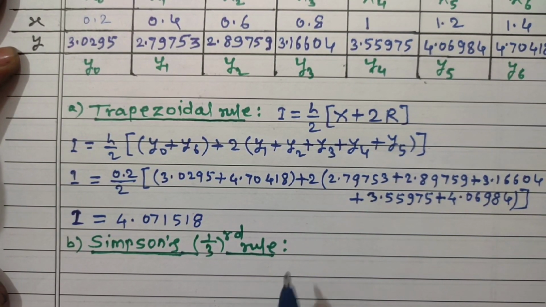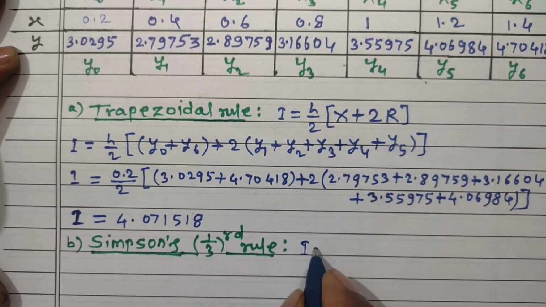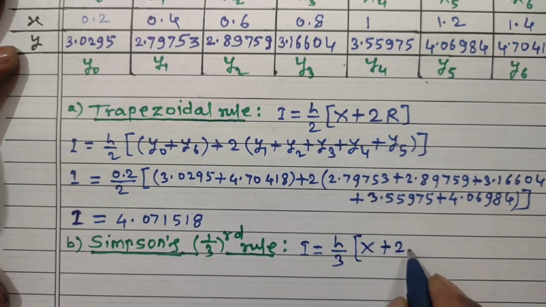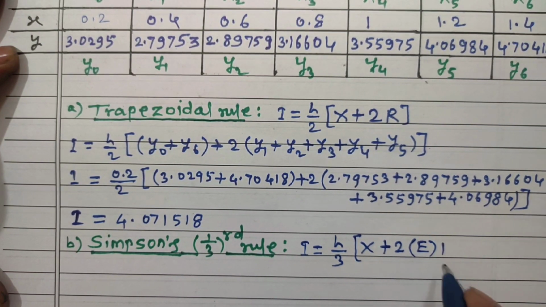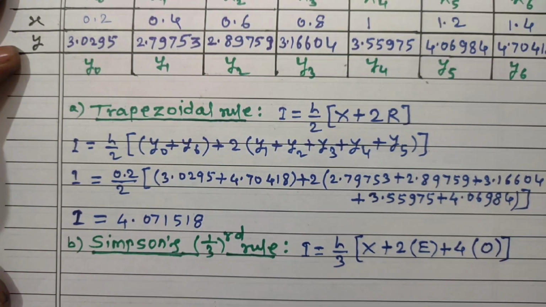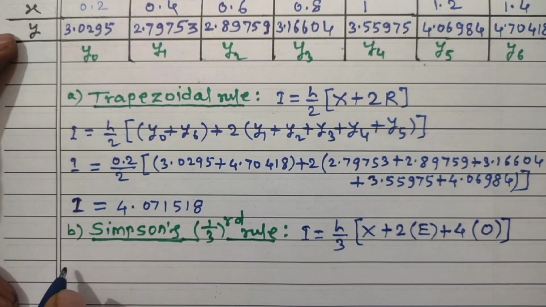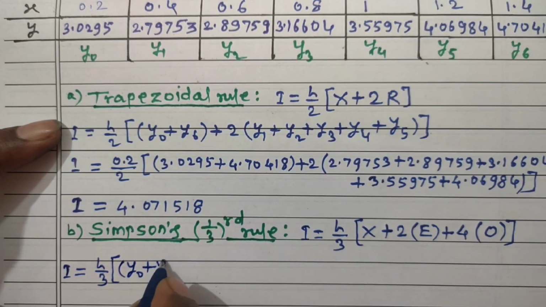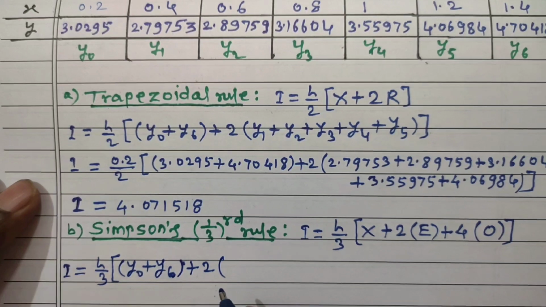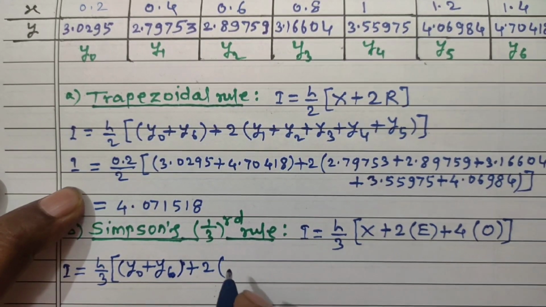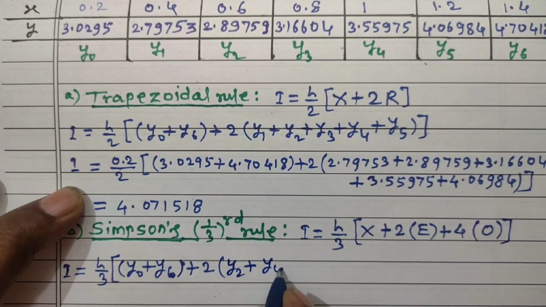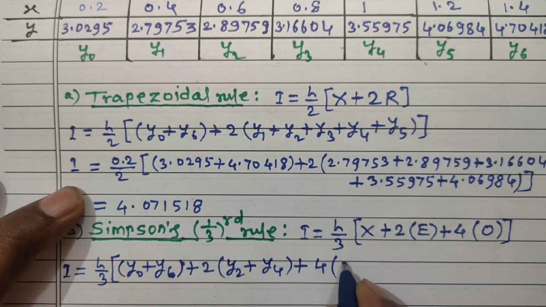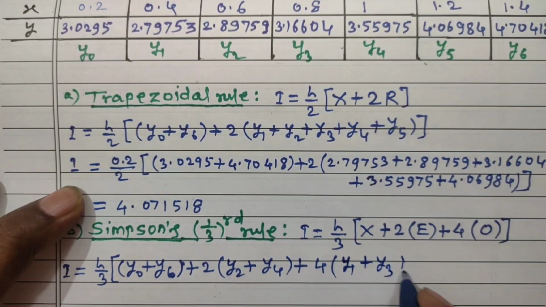Now let us apply Simpson's 1/3 rule. The formula for Simpson's 1/3 rule is: value of integral I is equal to h upon 3 into bracket X plus 2 times the sum of even ordinates plus 4 times the odd ordinates. Hence the formula becomes I is equal to h upon 3 into bracket y0 plus y6 plus 2 times ordinates with even suffix, that is nothing but y2 plus y4, plus 4 times ordinates with odd suffix, that means y1 plus y3 plus y5.